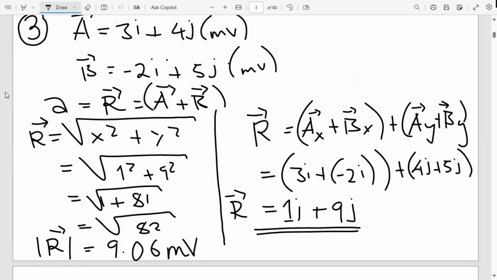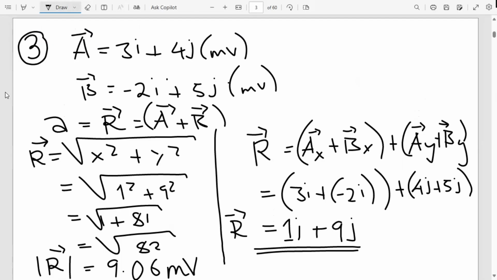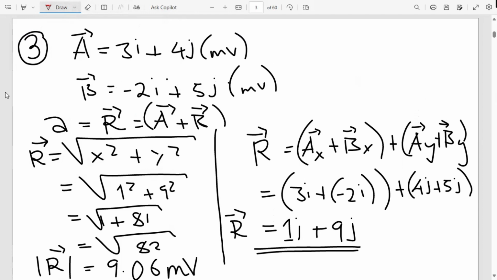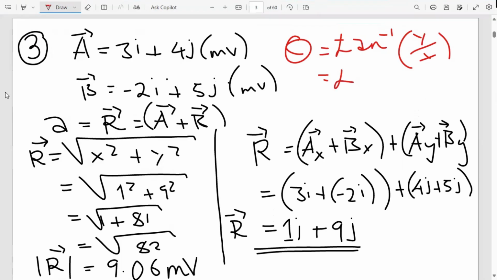And they've asked us to also find the direction of this vector. So how are we going to find the direction? I'm going to use the arctan to say theta is equal to the tan inverse of the y component over the x component. This is going to be equal to the tan inverse of ry over rx, of which ry over rx is 9 over 1.